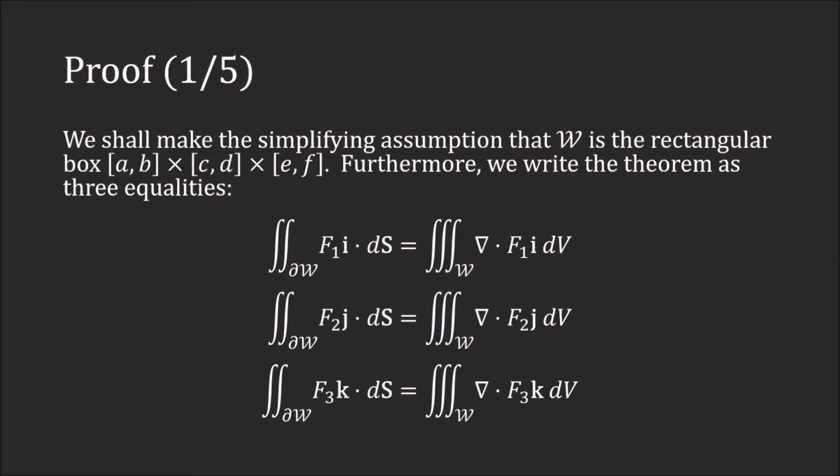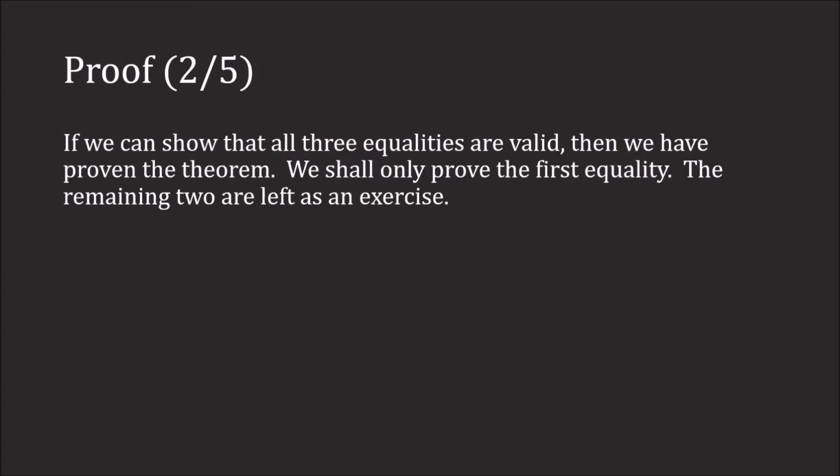As before, we shall make the simplifying assumption W is a rectangular box. Furthermore, we will write the theorem as three equalities. Just with Stokes' theorem and Green's theorem, the proof boils down to showing that all of these equalities hold. If we can do that, then we have proven the theorem. Just as with Stokes' theorem, we will only prove the first equality in this video. The remaining two will then be left as an exercise.